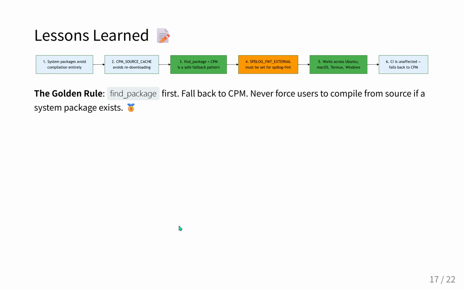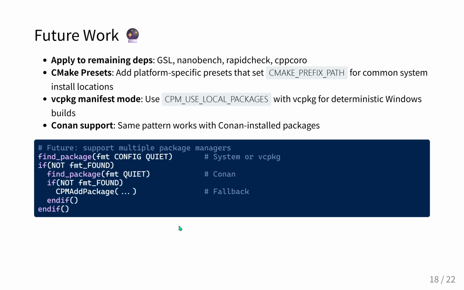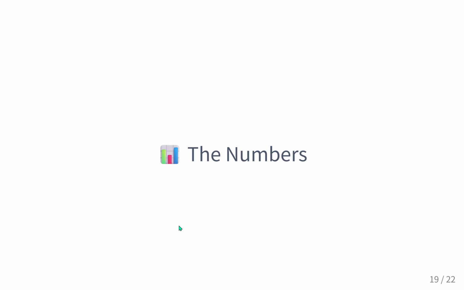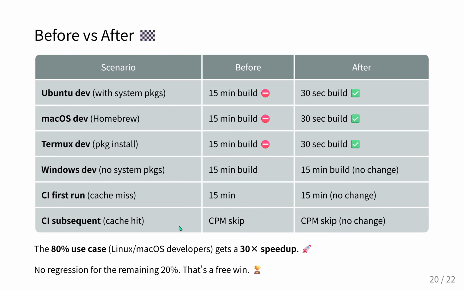Across those 24 repositories, these subagents modified roughly 56 files. Right. They only added about 6 lines of code per dependency. So like 200 lines of code changed total across the entire ecosystem. Yeah, a tiny footprint. And the result, for 80% of the developers, the ones working on Linux and macOS with package managers installed, their build times dropped from 15 minutes to 30 seconds. A 30x speed up in compilation time.